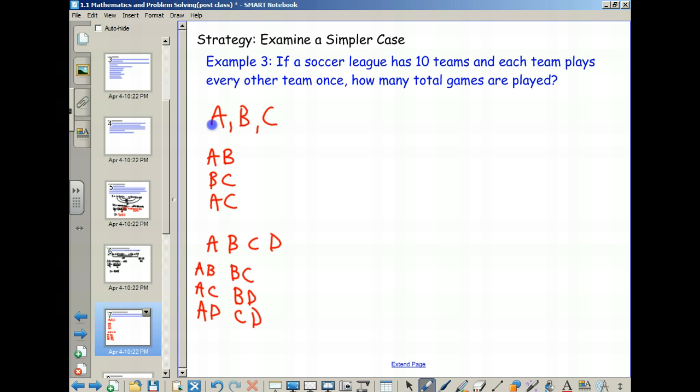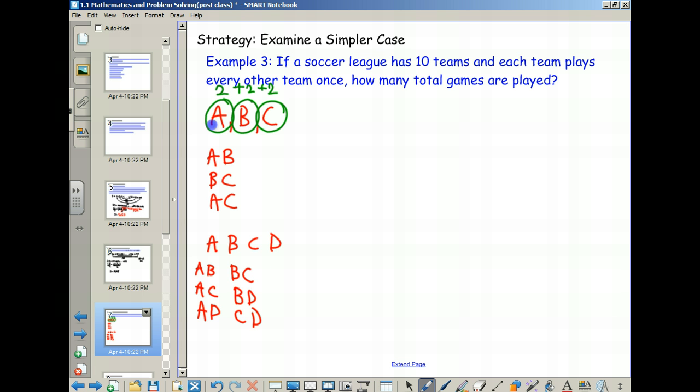Well, let's go back here for just a moment and take a look at what would happen if I wrote these down. So let's take a look at our team A. How many games does Team A play? 2 games. How many games does Team B play? 2 games. And how many games does Team C play? 2 games. So if I counted all of those separately, I would end up adding them up. I ended up with 6 of them instead. And I really only have 3, right?